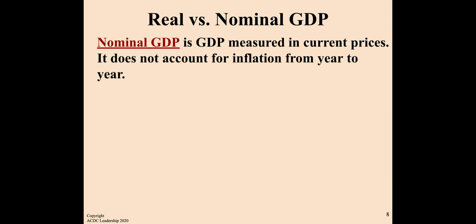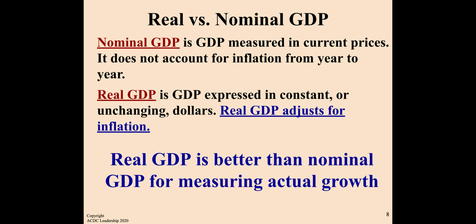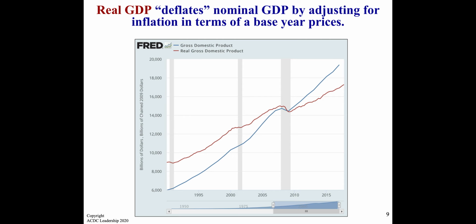Moving on to the definitions of real and nominal GDP. Nominal GDP, or numerical, is the GDP measured in current prices. It does not account for inflation from year to year, whereas real GDP is expressed in constant or unchanging dollars. It adjusts for inflation. Real GDP is better than nominal GDP. It's more accurate. Real GDP deflates nominal GDP by adjusting for inflation in terms of base year prices.